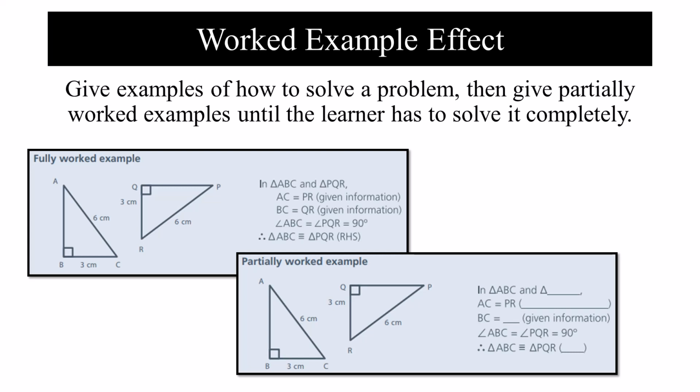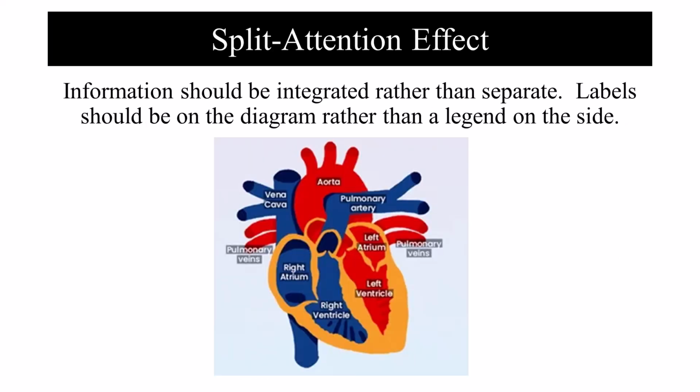their problem-solving skills independently. The second effect that we're going to discuss is the split attention effect. What is it? The split attention effect occurs when learners have to refer to two different sources of information simultaneously when learning something. Having two different sources of information places an extra load on the learner's brain because switching between tasks takes time, effort, and energy.